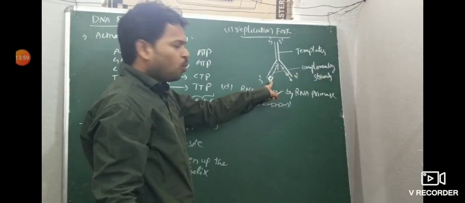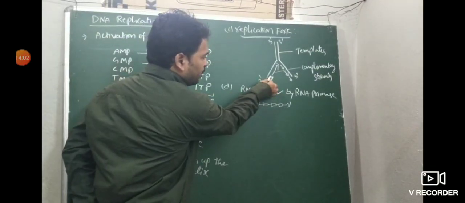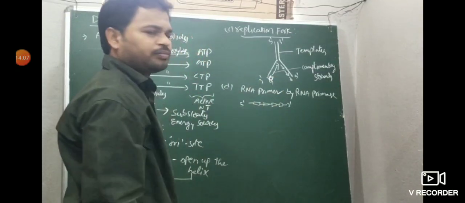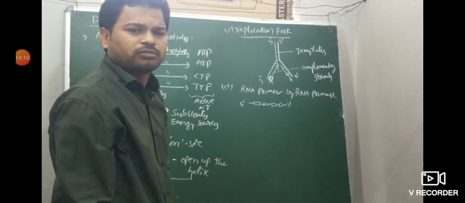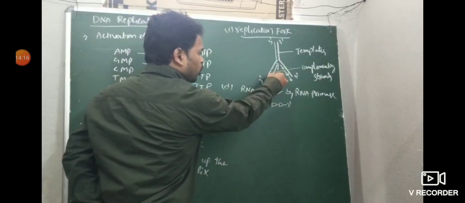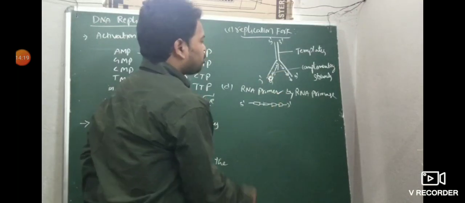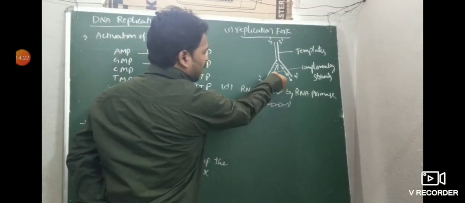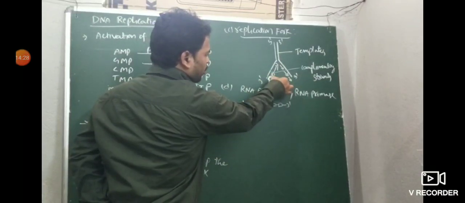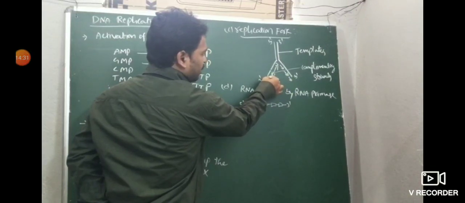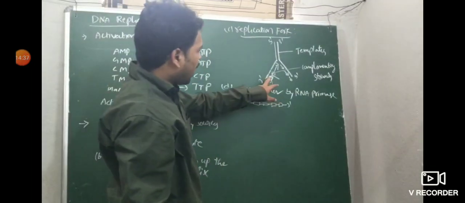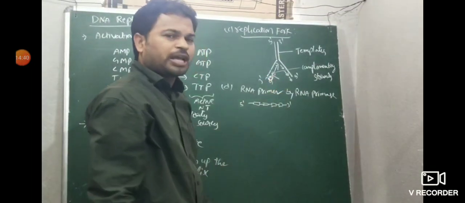Why the RNA primer is required: this RNA primer joins to the DNA template by hydrogen bonds. Then other DNA nucleotides are joined to the 3 prime hydroxyl of the RNA primer by phosphodiester bonds. So here hydrogen bonds and here phosphodiester bonds, two types of bonds are there.